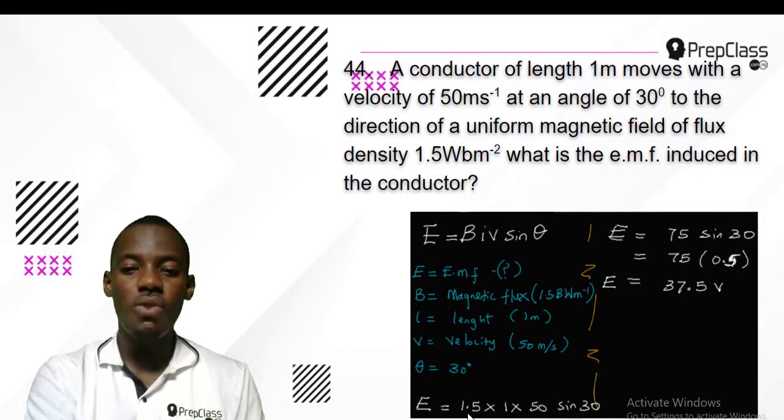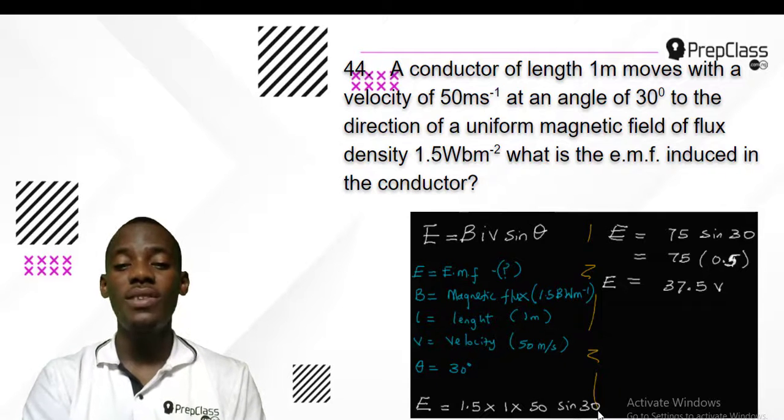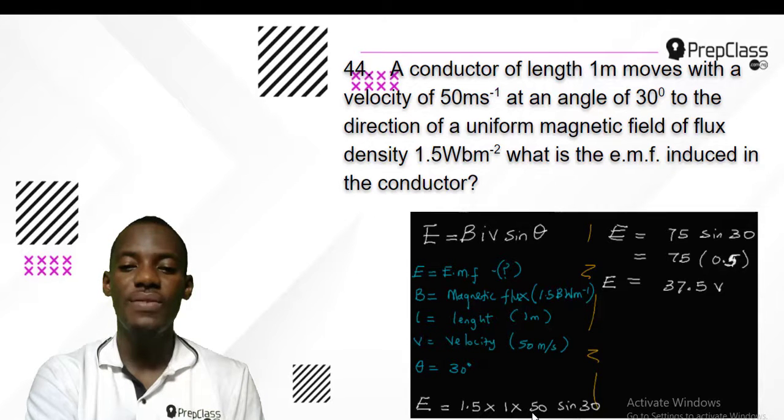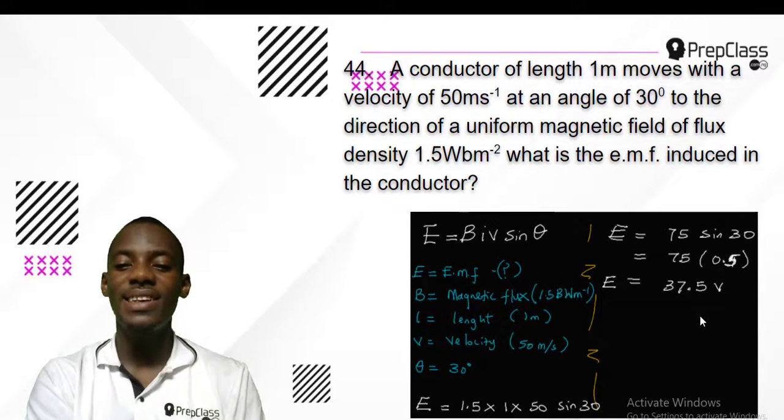That will give me E equals 1.5, times my length, which is 1 meter, then my velocity V is 50, not voltage, velocity is 50, and then the sine of the angle, which is 30 degrees. So I will multiply it now. 1.5 times 50 will give me 75 sine 30. Sine 30 is 0.5. 75 times 0.5 is 37.5 volts, and that is the answer.